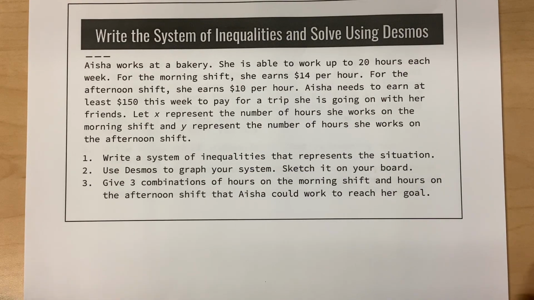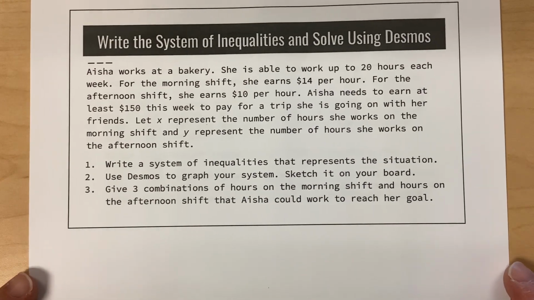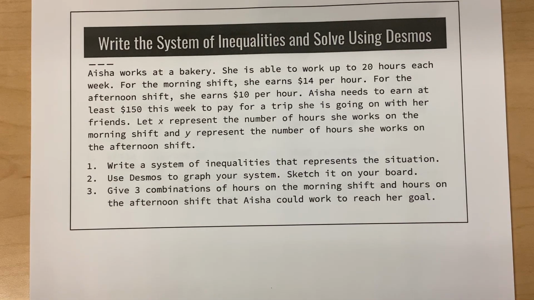Okay, Aisha works at a bakery. She's able to work up to 20 hours each week. For the morning shift, she earns $14 per hour. For the afternoon shift, she earns $10 per hour. Aisha needs to earn at least $150 this week to pay for a trip she's going on with her friends. Let X represent the number of hours she works on the morning shift, and Y represent the number of hours she works on the afternoon shift.